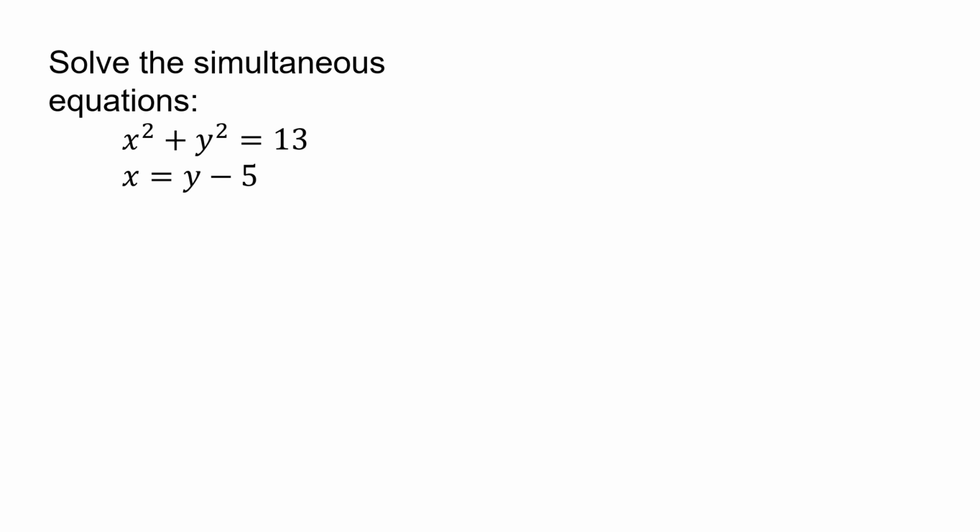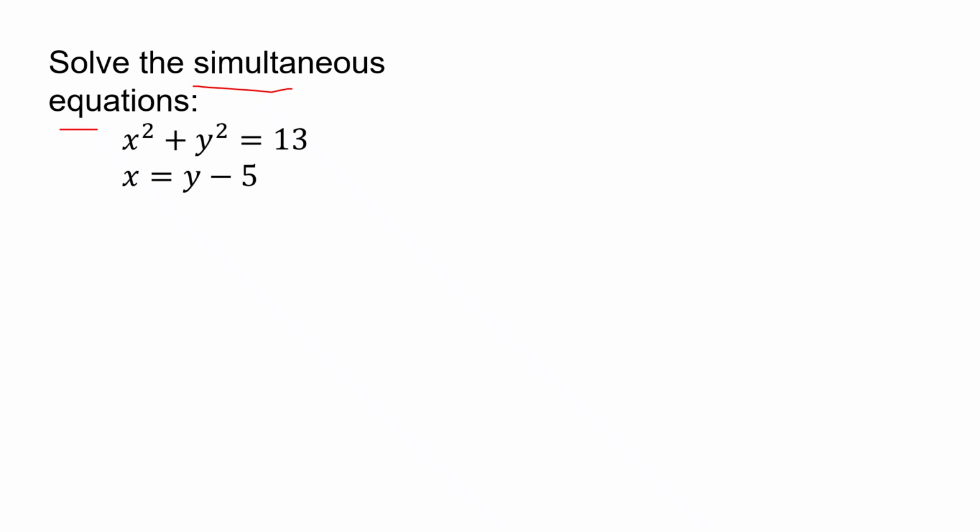GCSE 9 to 1 Maths Higher Tier, looking at quadratic simultaneous equations in this video. To solve an equation of a circle with a linear equation, okay, in this video lesson. So we have to solve the simultaneous equations x squared plus y squared equals 13 and x is equal to y minus 5.